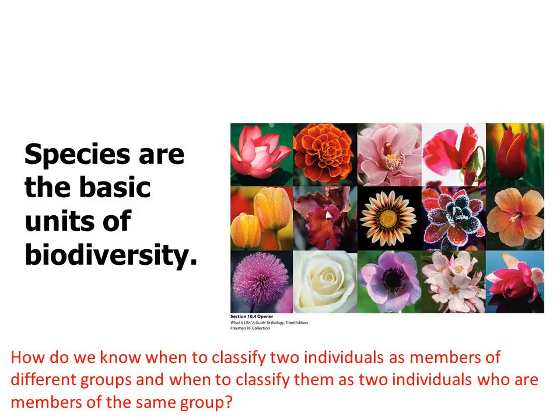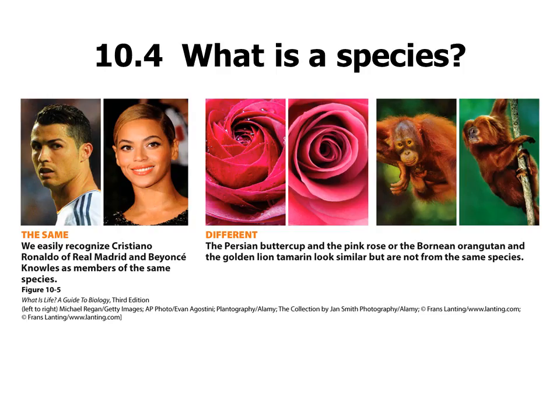So the species is the basic unit of biodiversity. These are several different species of plants. So the question we want to answer is, how do we know when to classify two individuals as members of different groups and when to classify them as two individuals who are members of the same group? So how do we know that it's the same species or not? We can't solely go based on looks.